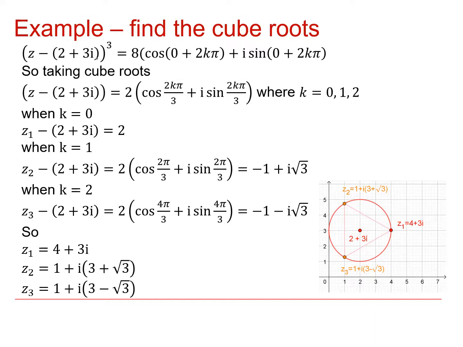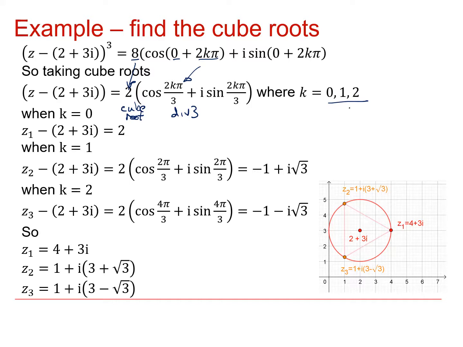So there's my something cubed is equal to 8, but I've expressed this in mod argument form. The modulus is 8, and the principal argument is 0, but I can add multiples of 2 pi to that to give me multiple values when I divide down. If I take the cube roots, I get z minus 2 plus 3i is one of these things. That's a cube root for the modulus, and the argument has been divided by 3 because we divide the arguments by 3. We allow k to be 0, 1 or 2. We know there are only 3 roots for this.